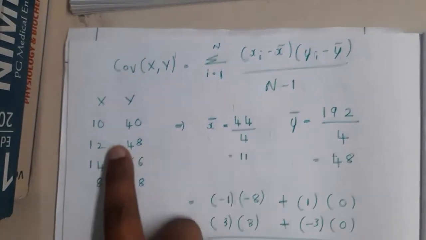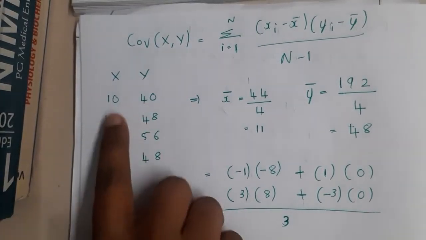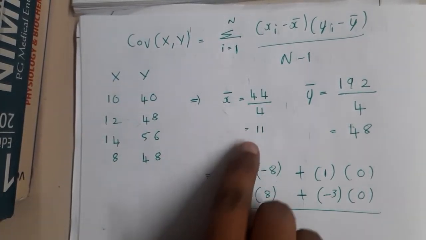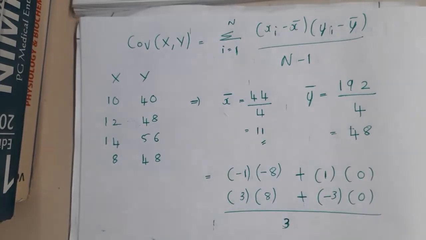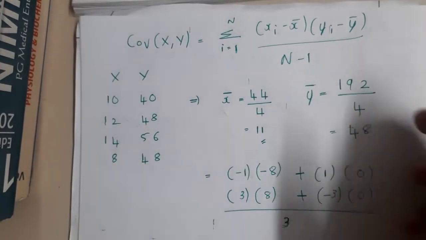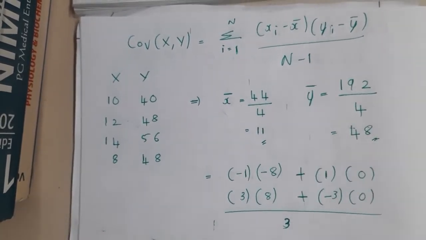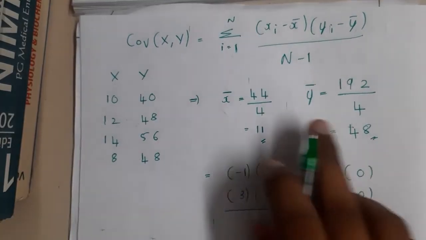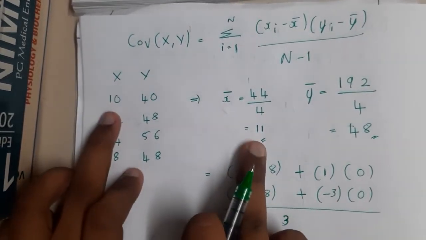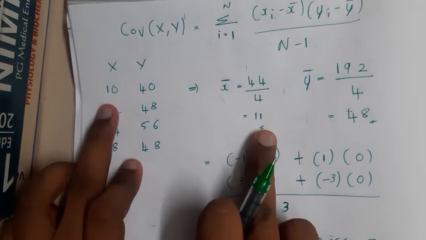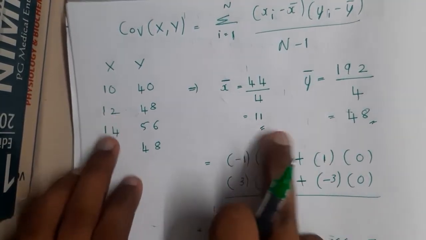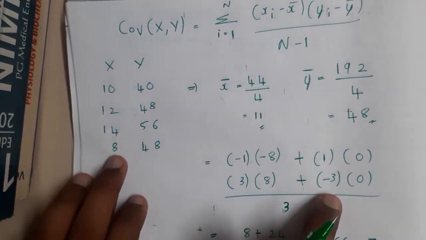We have this data set which has 4 entries. The summation of x is 44, and divided by 4 we got the mean of x as 11. Similarly, the summation of y is 192, and divided by 4 we got 48 as our mean of y. Now you start comparing. So if you subtract them, it is minus 1, similarly 1, similarly plus 3, similarly minus 3.